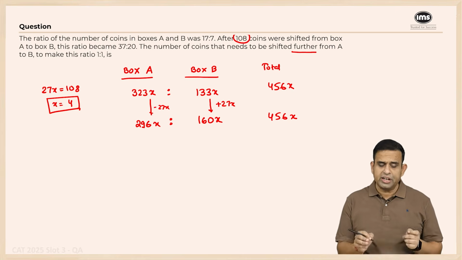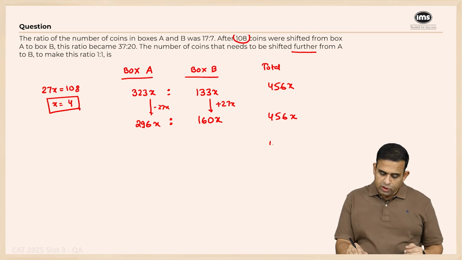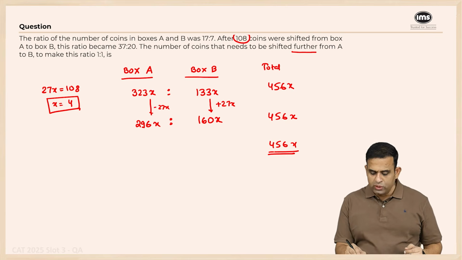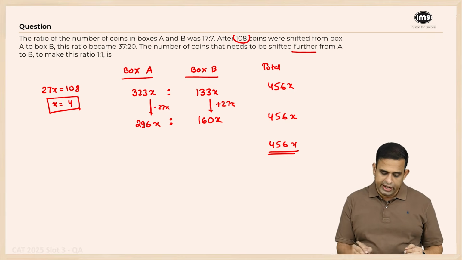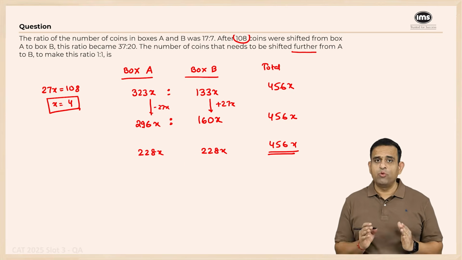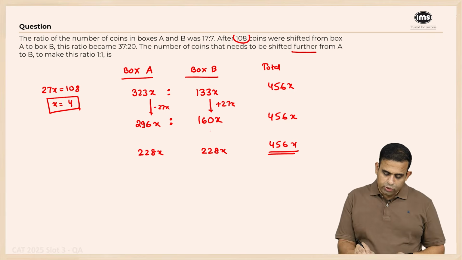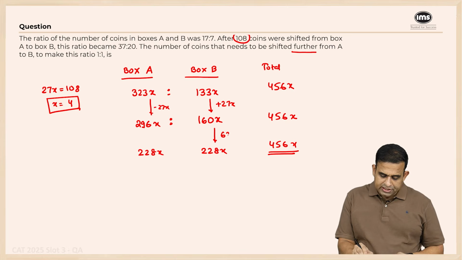So the ratio has to be 1:1. If you want 1:1, so this part, if I divide by 2, will come out to be 228. This has to be 228x. 228x becoming 456x. So for this, there has to be a further increase of 68x here and a further reduction of 68x here.